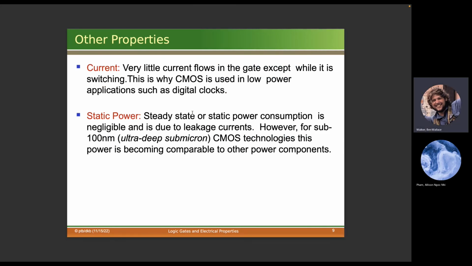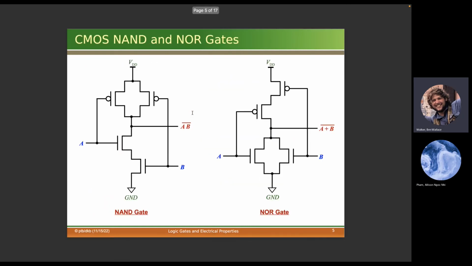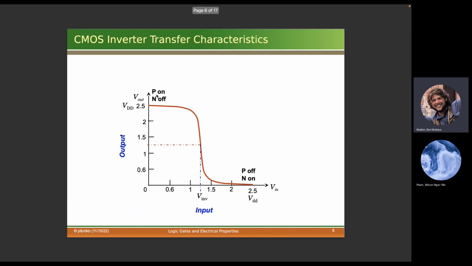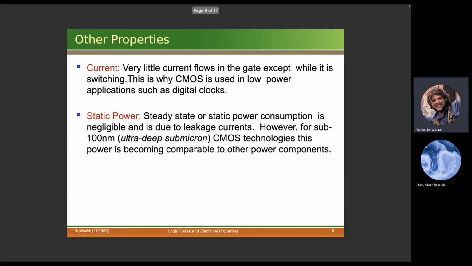Static power is related to leakage. If A and B are constant and the output is constant, there's still energy flowing into the system. The impedance between the gate and the source of the MOSFET isn't infinity, so there's some leakage current that's always flowing whenever the device is on. That's considered the static power. It doesn't change; it's always constant.